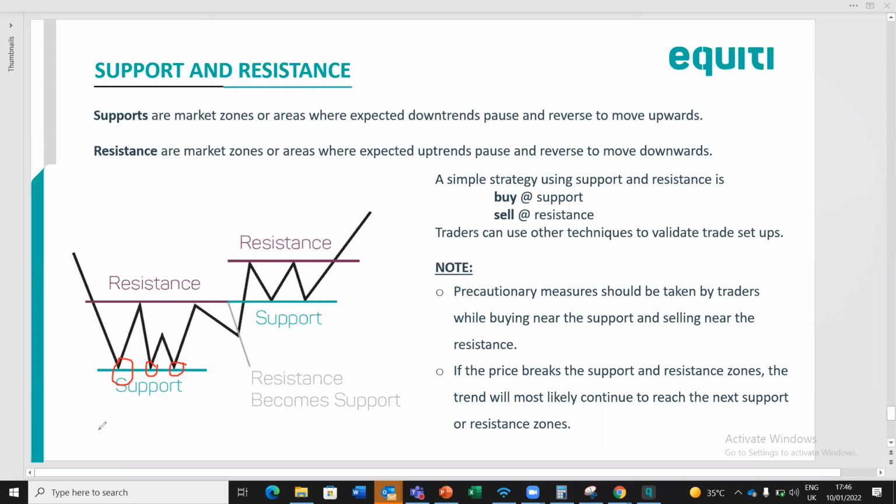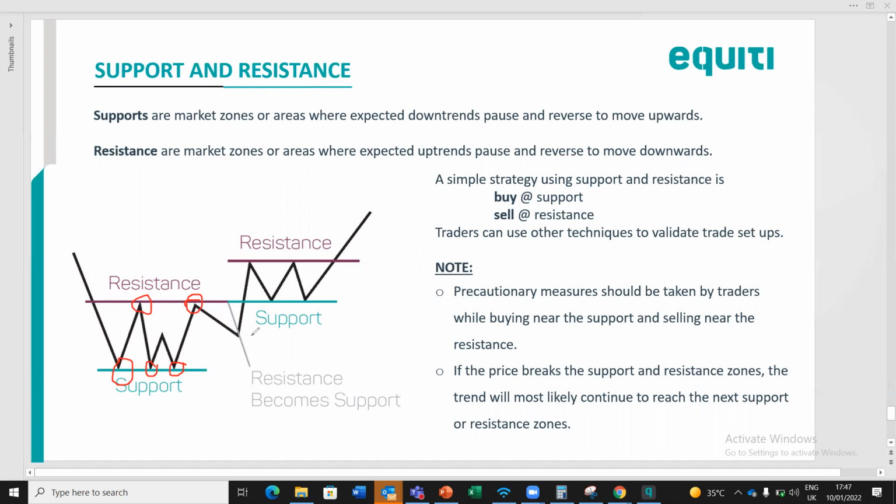All right. Then we also notice that this particular price level here, this zone here, is acting as a resistance. What do I mean by resistance? Resistance are market zones or areas where expected uptrends pause and reverse to move downwards. So the upward trend pauses here and then begins to reverse. Once we have this kind of zone, we say that's a resistance.